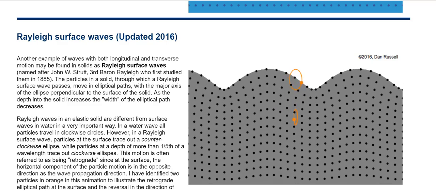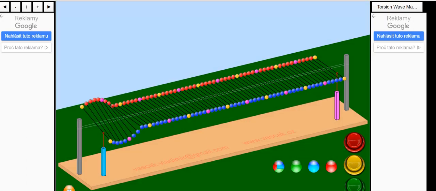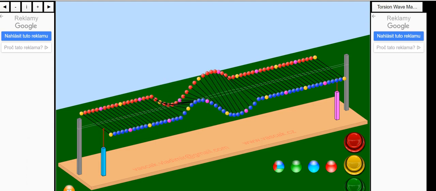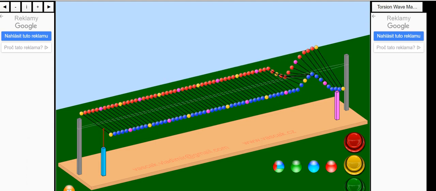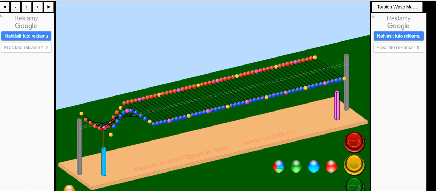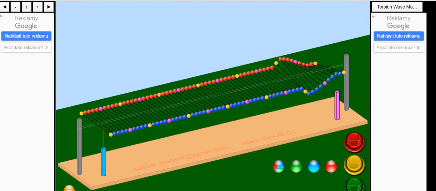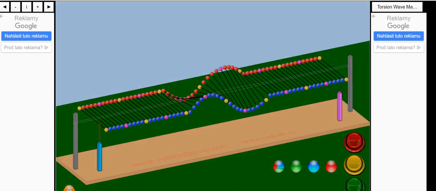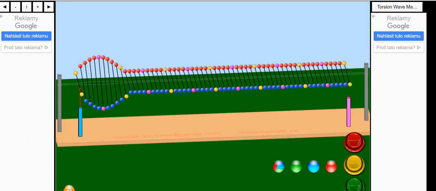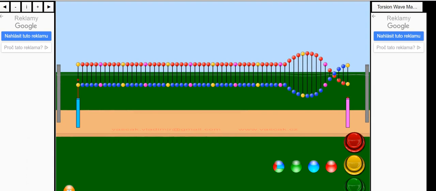I got another simulation here. And we are going to look at this. And if you look at the blue dots or the red dots, you might think, well, the dots themselves are going up and down. It looks like a transverse wave. So if I change the perspective, you say, well, those blue dots are just going up and down.